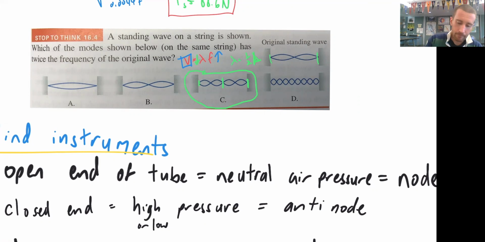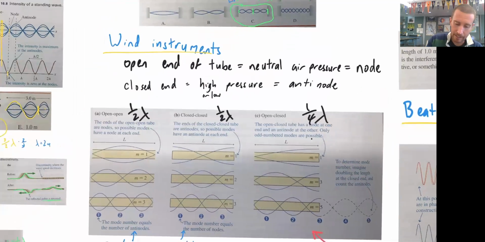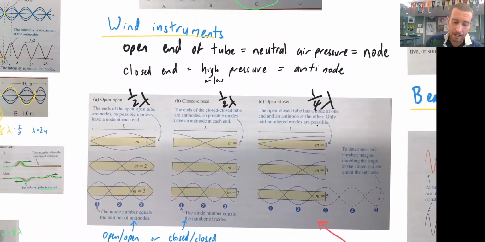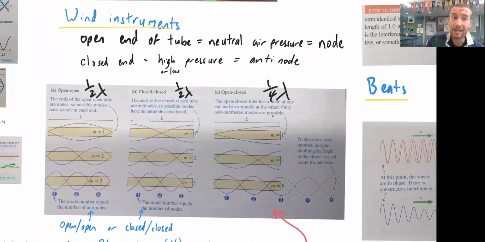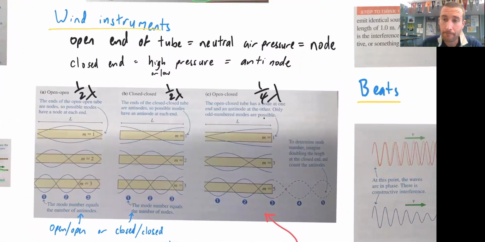All right, so that's a nice piece on string instruments. Now let's talk wind instruments. In wind instruments, I have a few different options. All of them have some kind of a tube, and then I'm creating a standing wave inside of that tube. However, I can create the standing wave inside of that tube either through having open ends or closed ends. If I have an open end of the tube, that's open to the rest of the room air, so that's neutral air pressure.